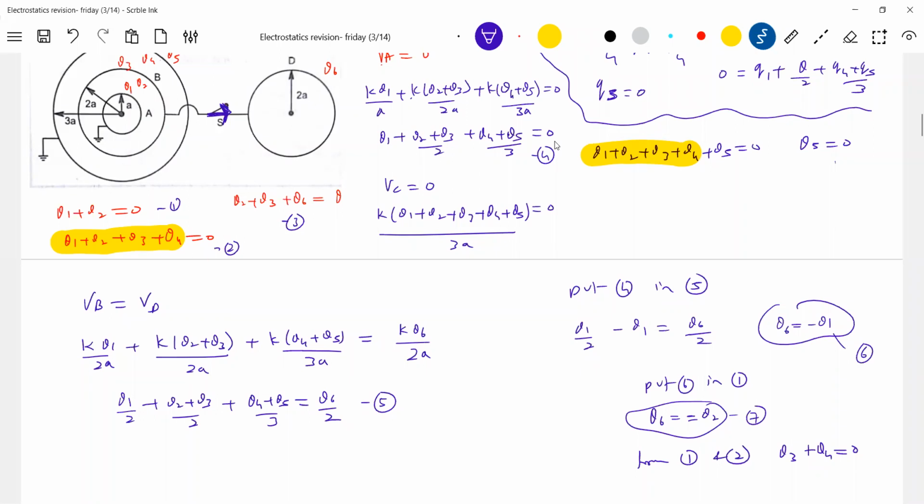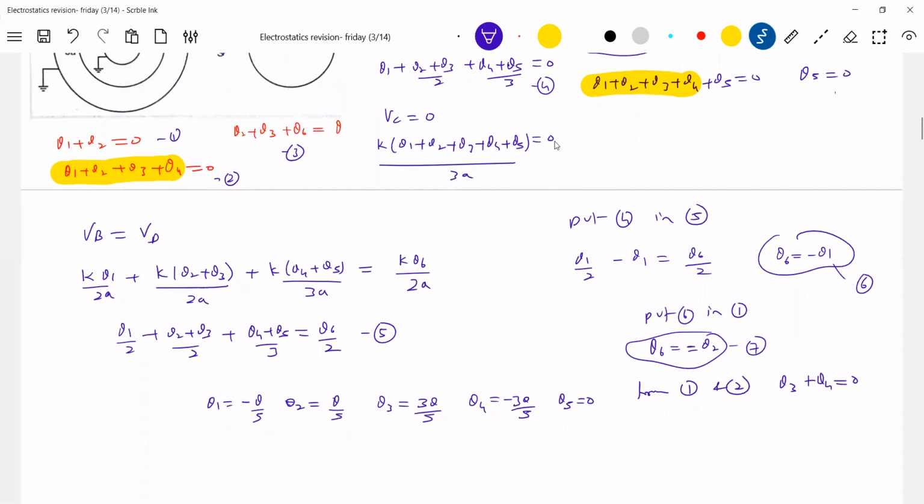So somebody, if you can solve. Q1 is minus Q by 5, Q2 is Q by 5, Q3 is 3Q by 5. Wait, slowly. Q1 minus Q by 5. Q2, Q by 5. Q3, 3Q by 5. Q4, minus 3Q by 5. Q5, 0. Q6, Q by 5. Q6 will be Q by 5. This will be our final answer.